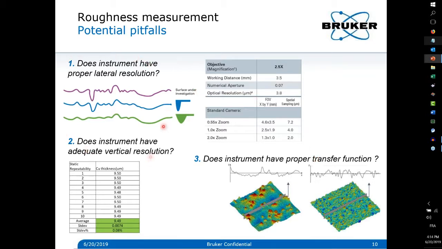The first pitfall is actually to determine whether the roughness instrument we use to measure the texture has a proper lateral resolution. So what you see here is the true surface in purple. If you use a sharp enough stylus, you would get some kind of right assessment of how the surface looks.